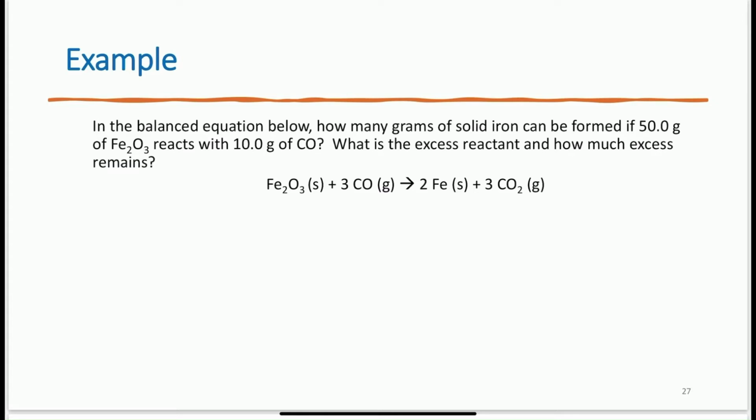So this problem's going about it a slightly different way. It's still a limiting reactant problem. But in this case, I'm not asking you what your limiting reactant is or even how much product I can make. What I'm really asking you is how much excess reactant remains. And this is probably the most difficult problem for students. This is the one most commonly missed. Students don't like these problems. They don't like figuring them out.